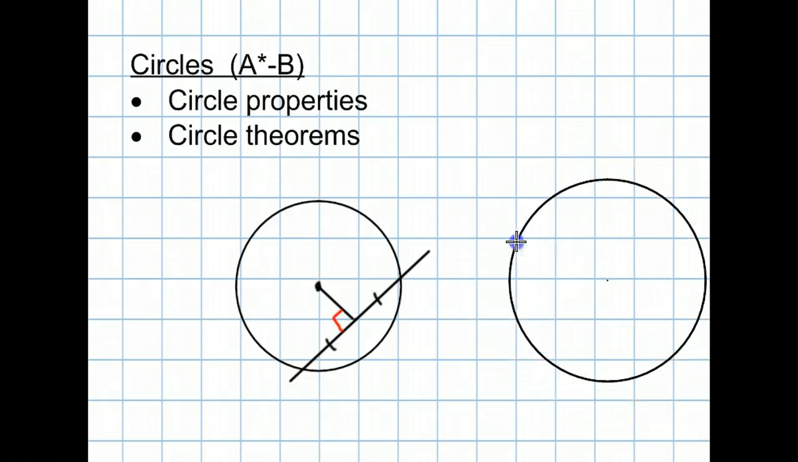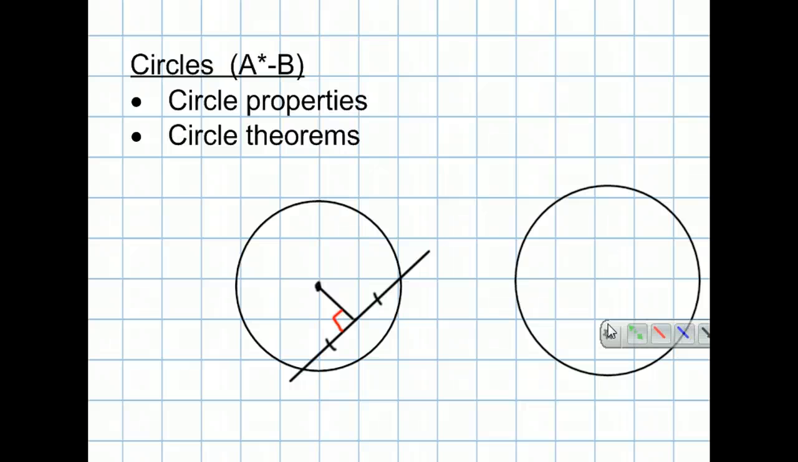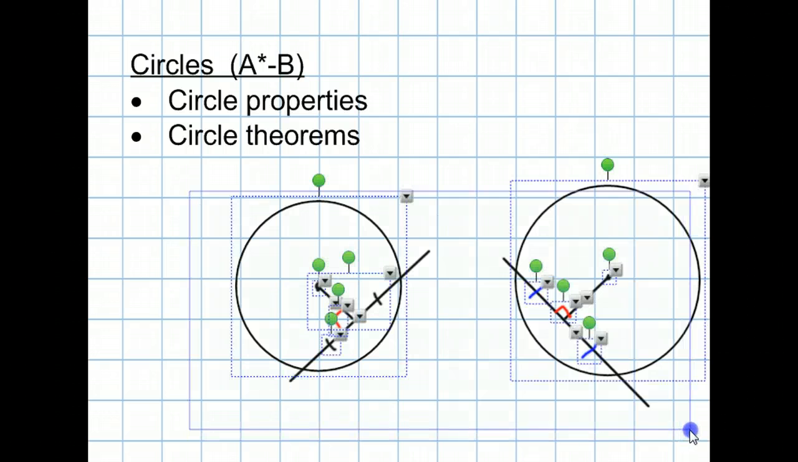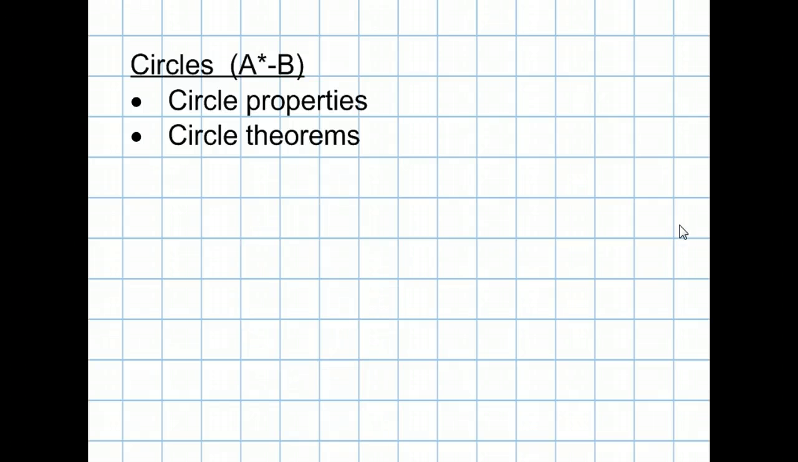If you had a circle and a chord, there's the centre, and you knew that the line from the centre to the chord made an angle of 90 degrees, then it must cut the chord in half. Right, that's one basic property of circles and chords. Let's look at a second. I think this one's fairly intuitive.